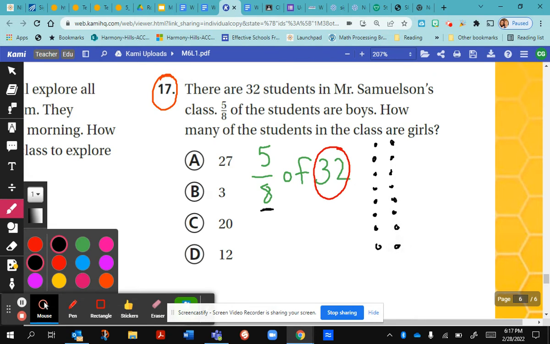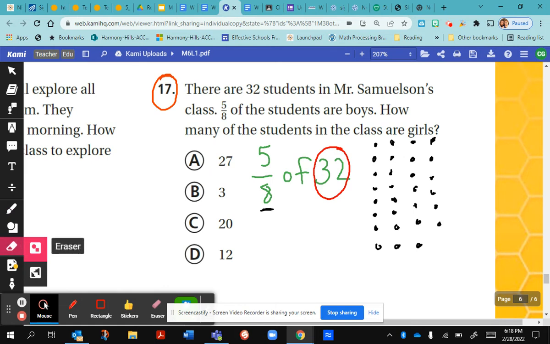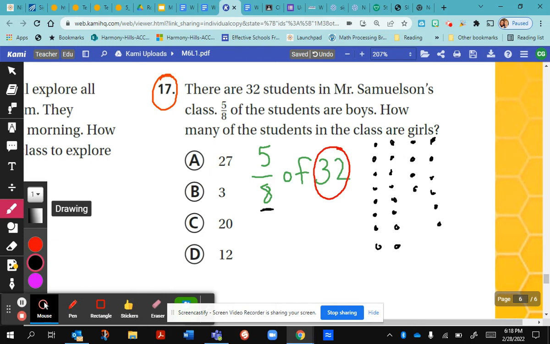That's 16. That's 24. It's 25, 26, 27, 28, 29, 30. What happened? 1, 2, 3, 4, 5, 6, 7, 8. That's 16. 2, 3, 4, 5. I see what happened right there. So I'm going to get my eraser. I see what the major mistake was.